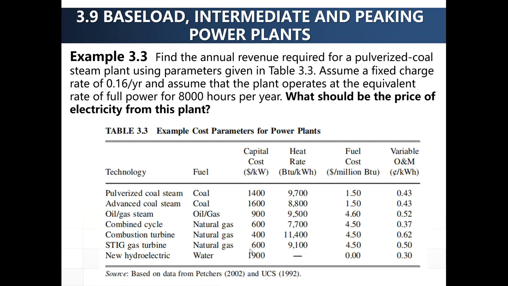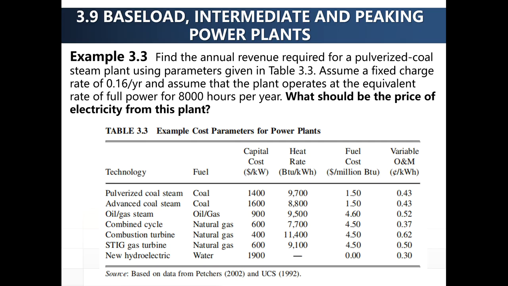Assume there is a fixed charge rate of 16 cents per year, or 16% per year, and assume that the power plant operates at the equivalent rate of full power for 8,000 hours per year. Now, the question is, what should be the price of electricity from this power plant?